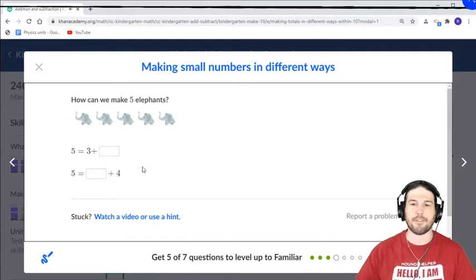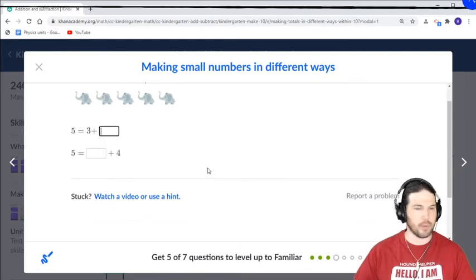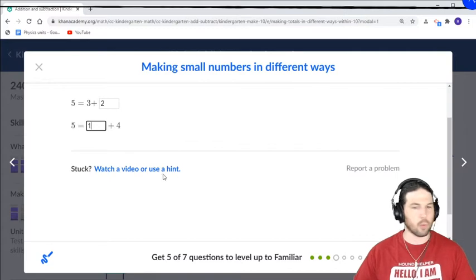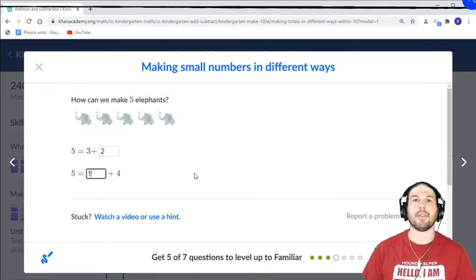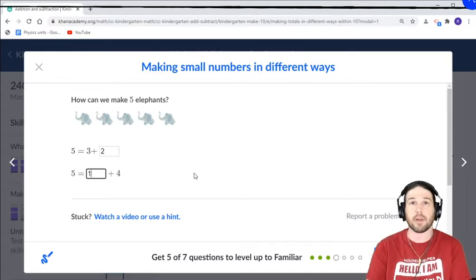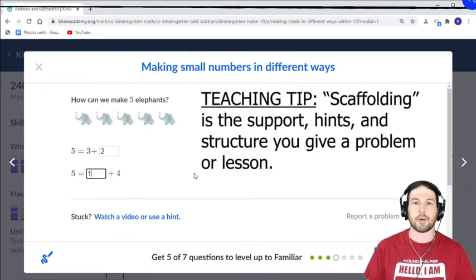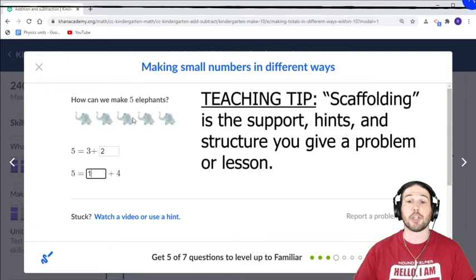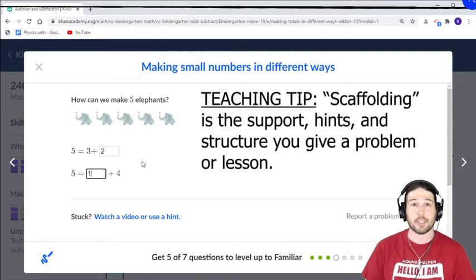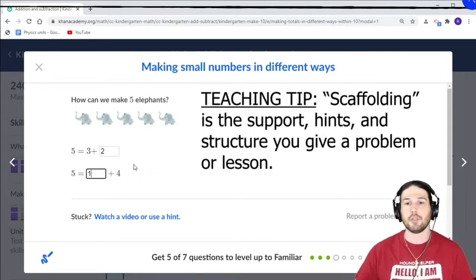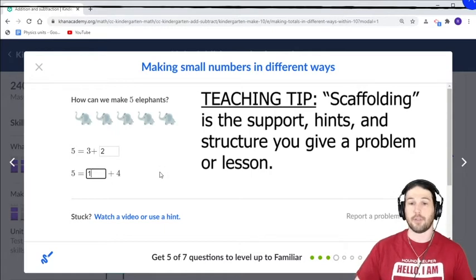How can we make 5 elephants? Well, 5 is 3 plus 2, and 5 is 1 plus 4. And again, they're taking away a little bit more of the scaffolding. Scaffolding being that support that is given to students who are figuring stuff out. They did not section these elephants off into 3 and 2 this time. It is up to the student to count. There's 3 and then 2 more. There's 4 and then 1 more.